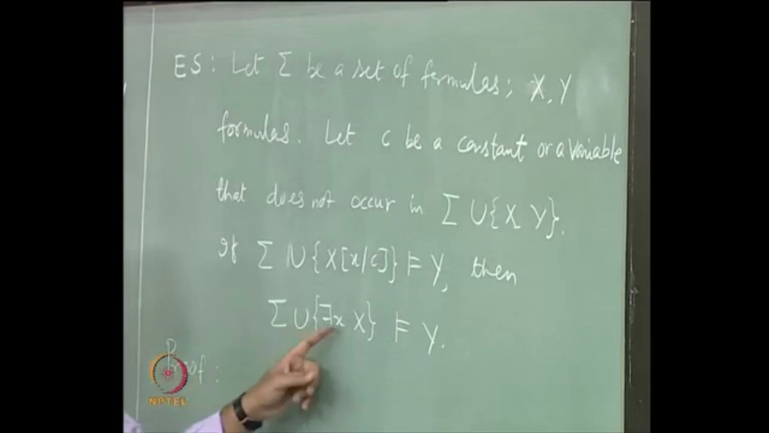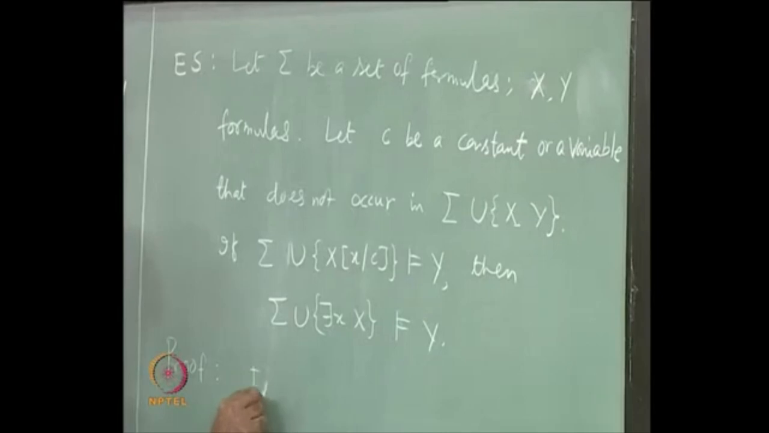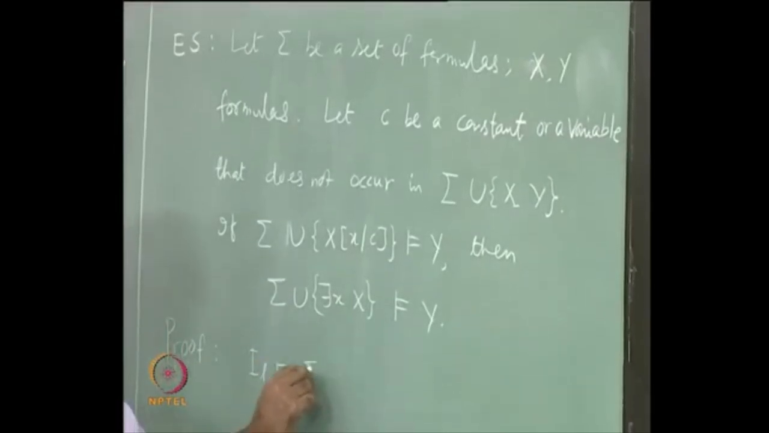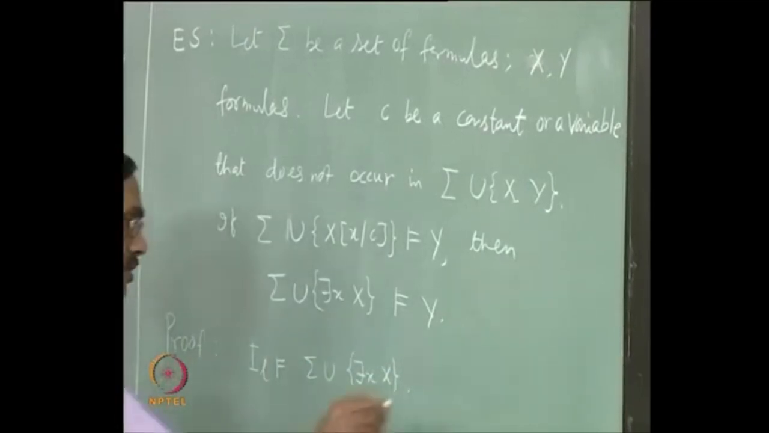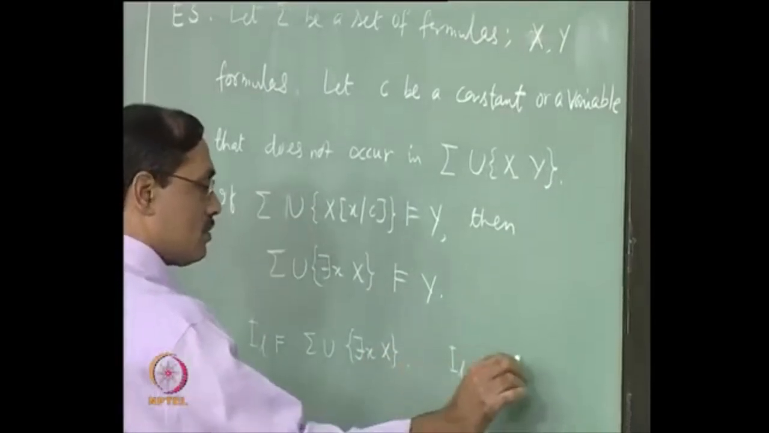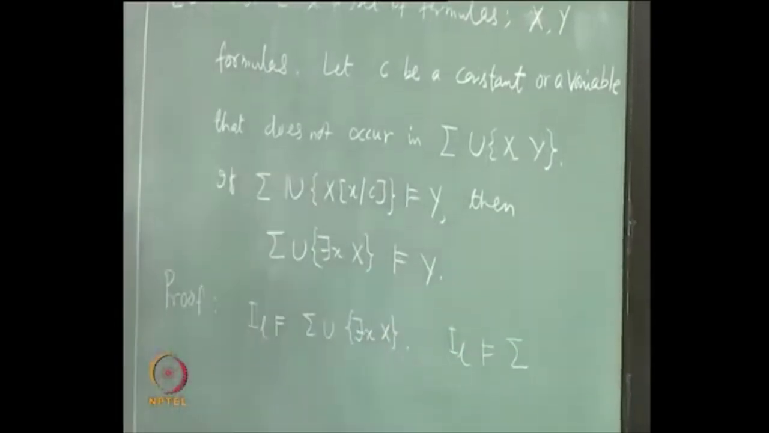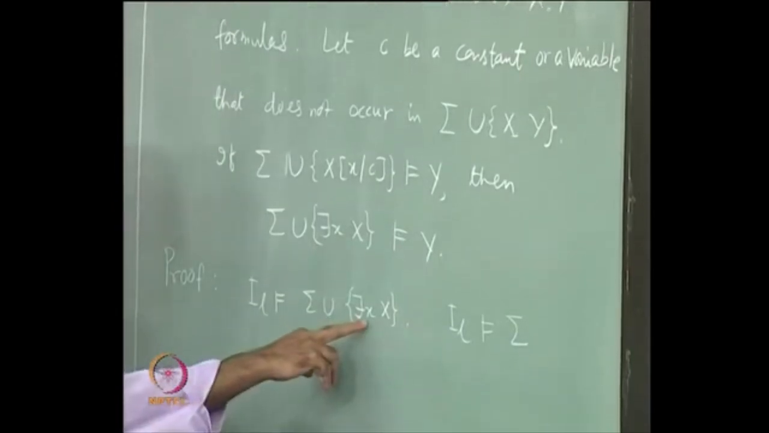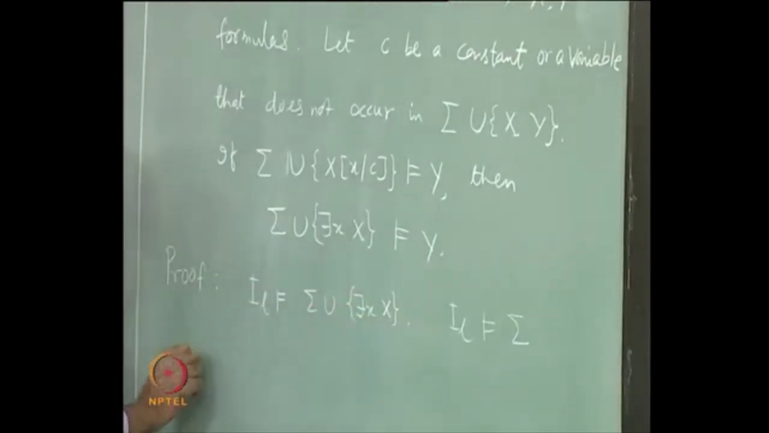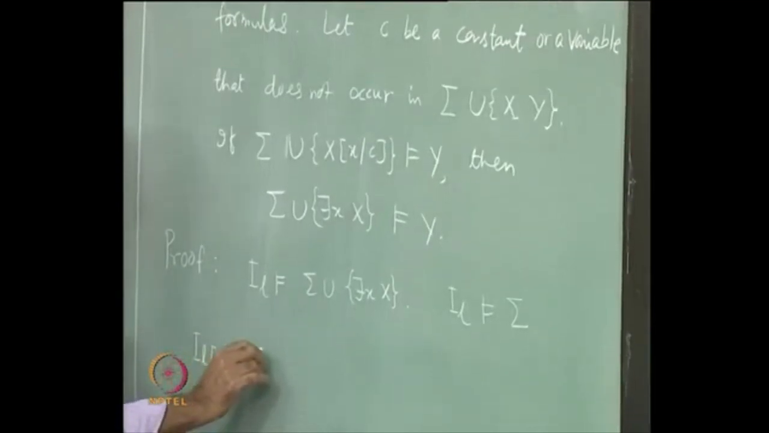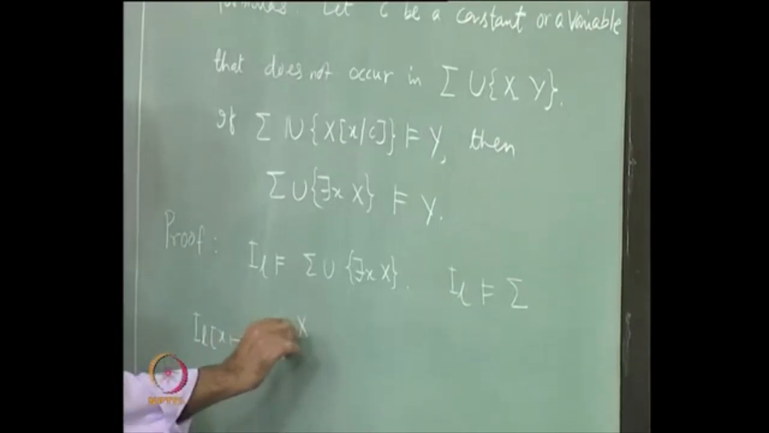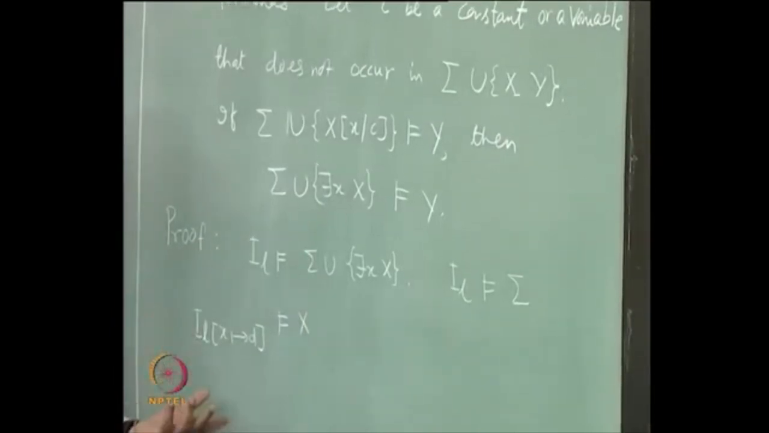Again we want to show sigma union there exists x φ entails ψ, right. So we start with one state which is a state model of sigma union there exists x φ. So this means IL is a state model of sigma, okay, and IL is also a state model of there exists x φ. So that means IL x fixed to d is a model of φ for some d in D, right.